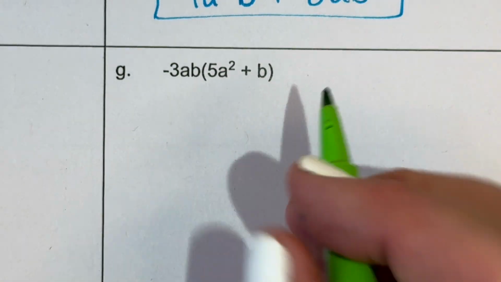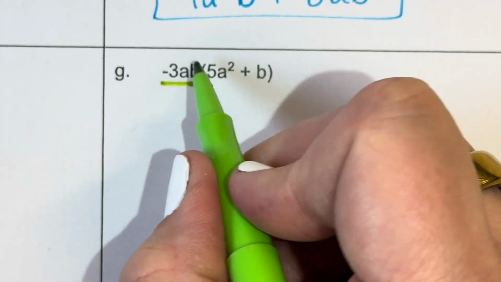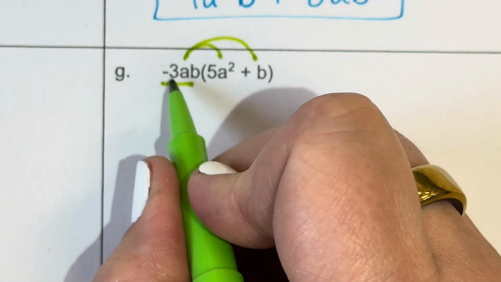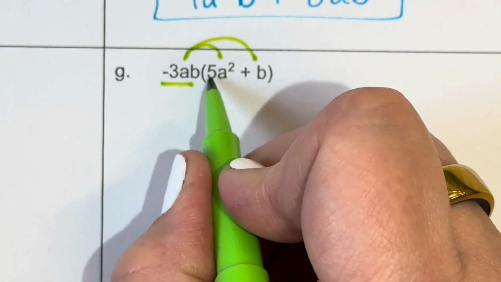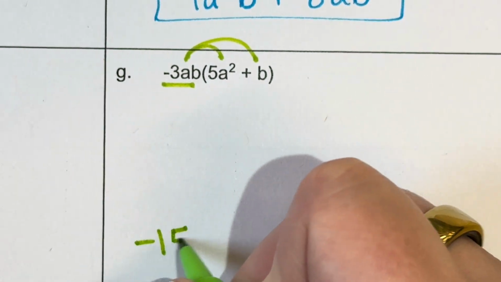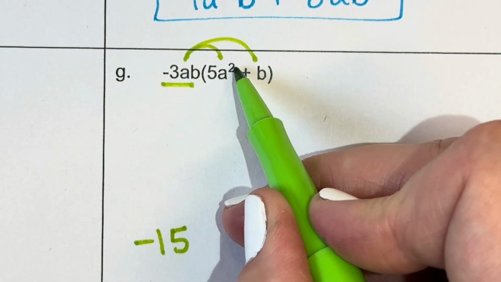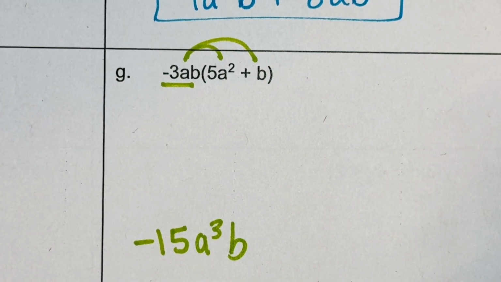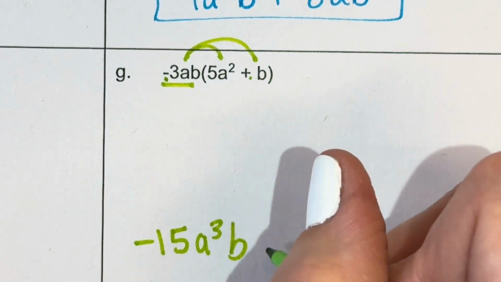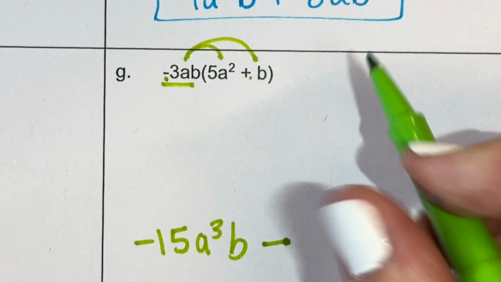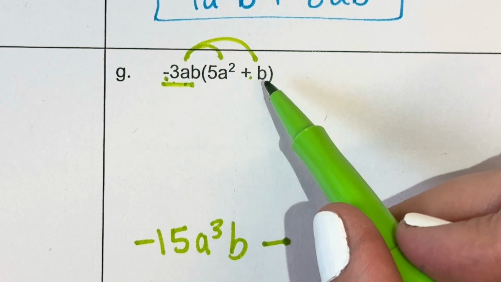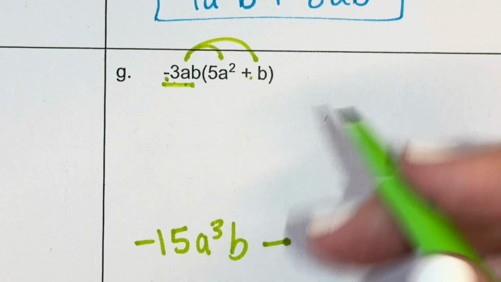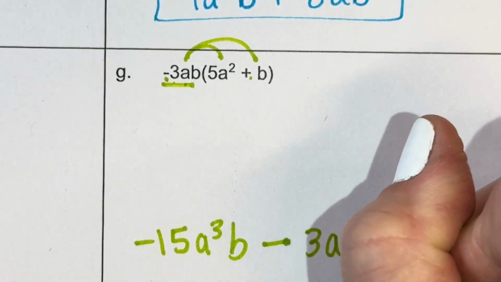G. This monomial out front is going to distribute to the binomial inside. Negative 3 times 5 is negative 15. A times a to the second is a to the third, and then I have b. Negative times a positive is a negative. Negative 3ab times b, that b is only going to change the count on the b. So it becomes 3ab squared.